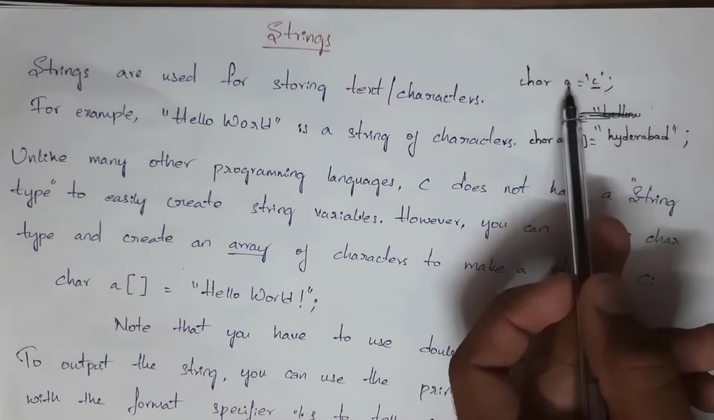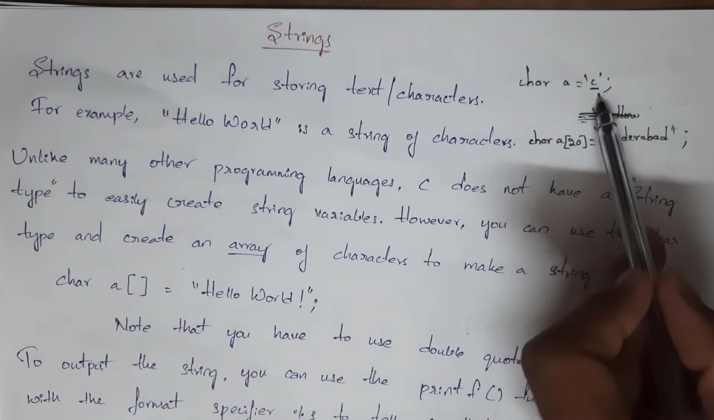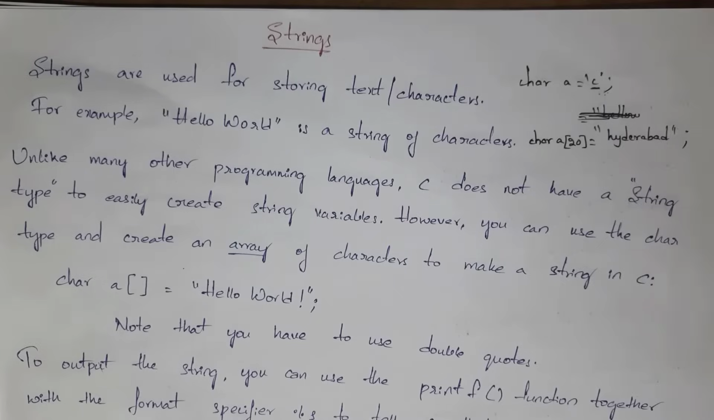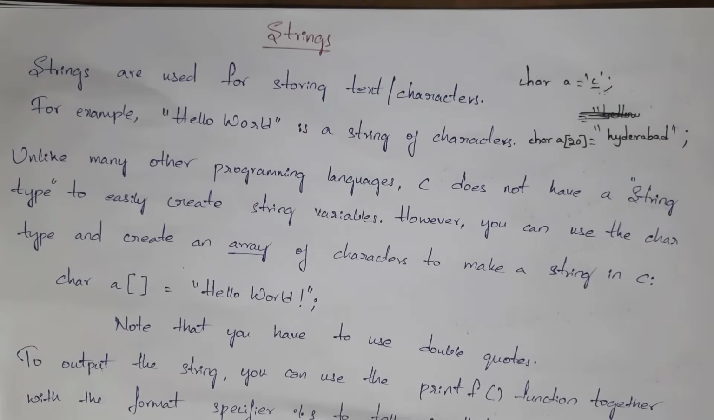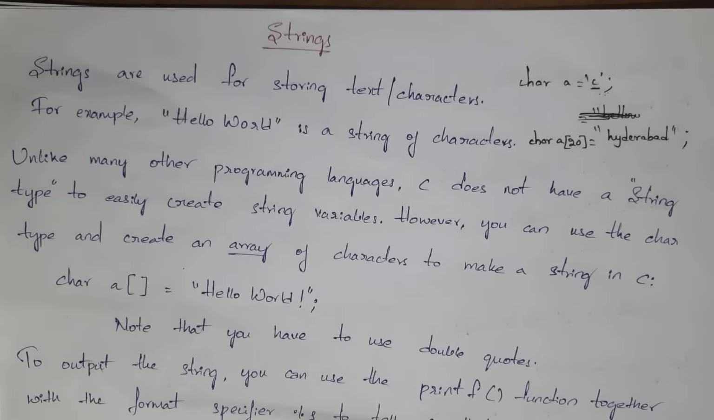For example, character A equal to C. We can only store a single character by using the character data type. But if you want to store multiple characters in a single variable, then you need to use a string. If you consider other programming languages like Python or PHP, there is a string data type, but in C there is no string data type.